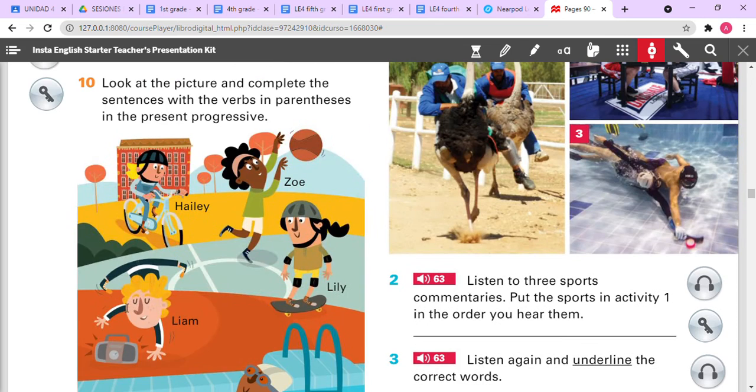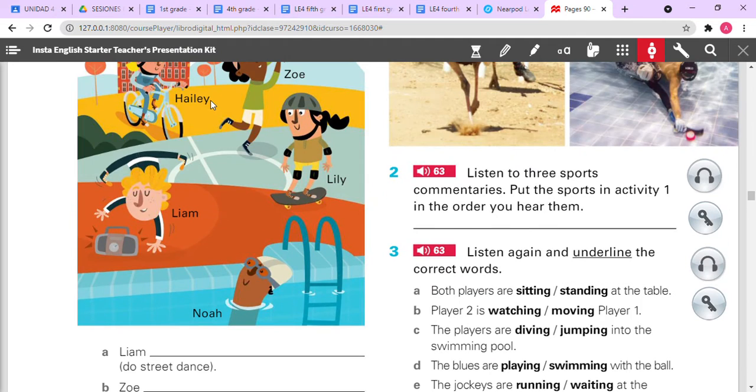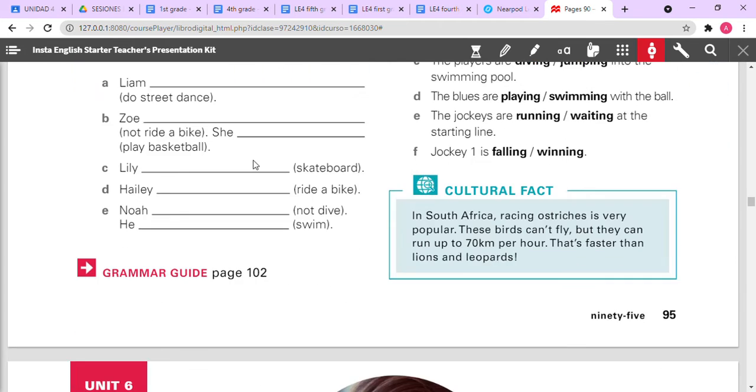And Hailey. Hailey is riding a bike. Noah. Noah is not, isn't or is not diving. He is swimming. That is the idea. If you want to see the grammar guide, you can go to page 102 and you can continue reviewing this activity.